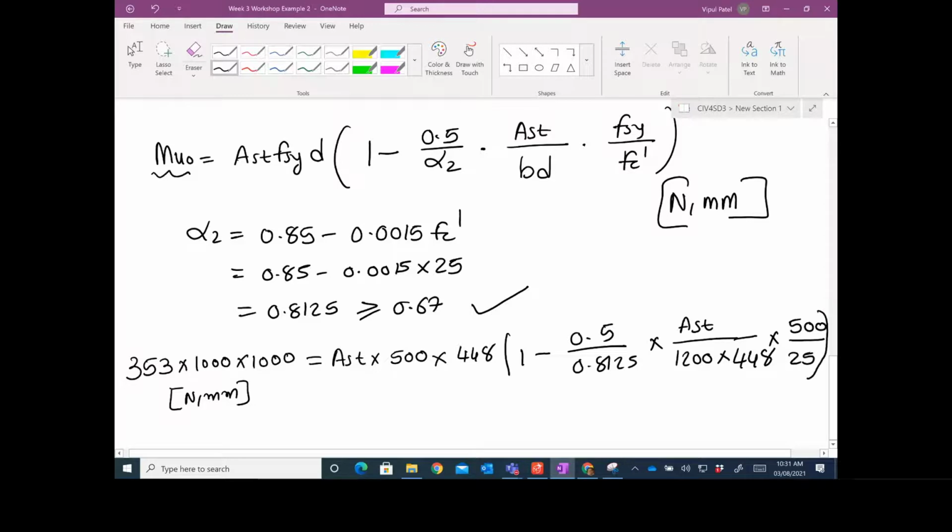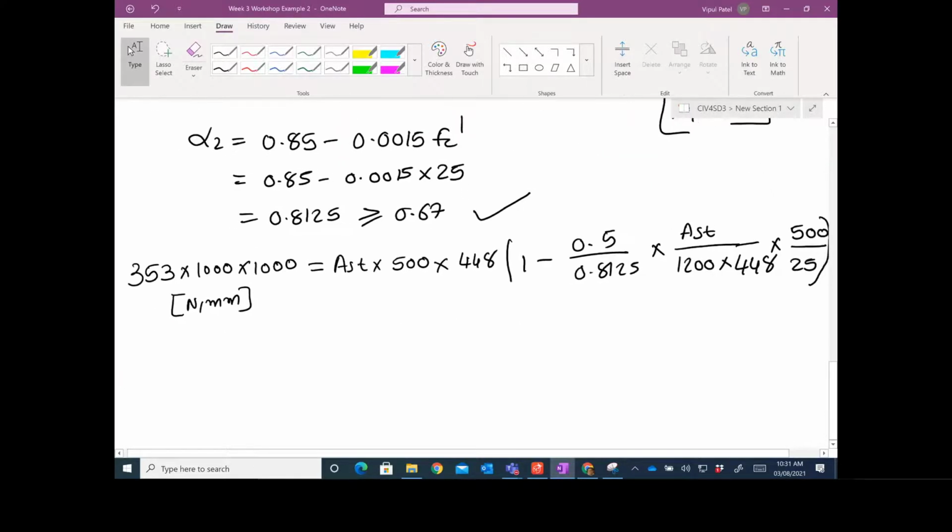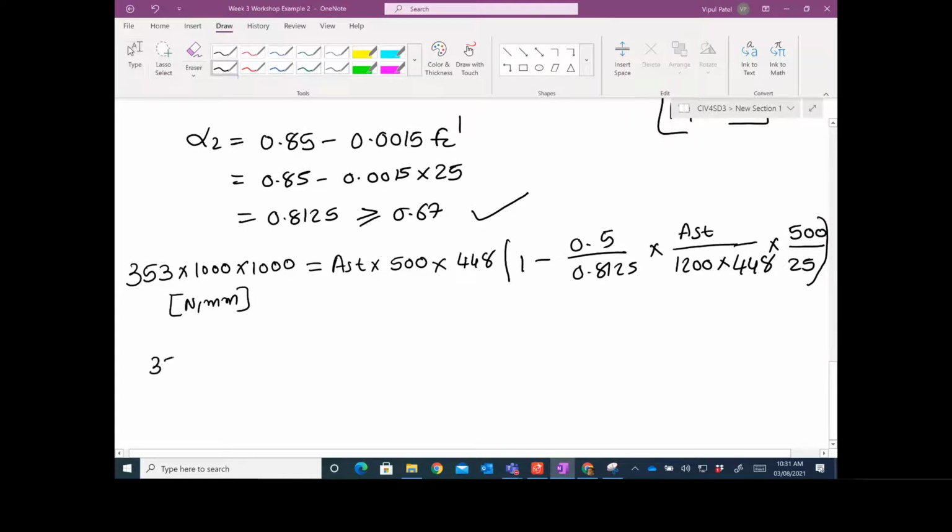Okay, now let me take you through these examples because 353, let's say 10 to the power 6, because I think we did not do any quadratic one. Let me experience the quadratic equations with you. So it's just 500 times 448 give you this one.